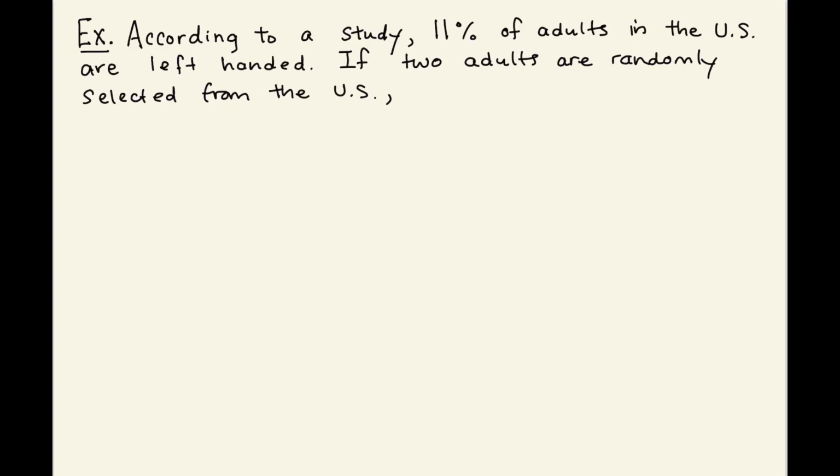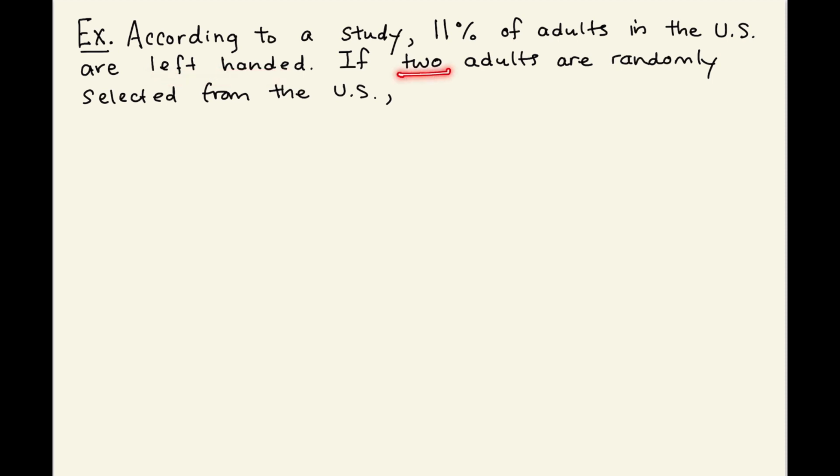Here is another example where we are going to calculate some probabilities. In this example, we will be using the multiplication rule and the addition rule. So here's the example. According to a study, 11% of adults in the United States are left-handed.